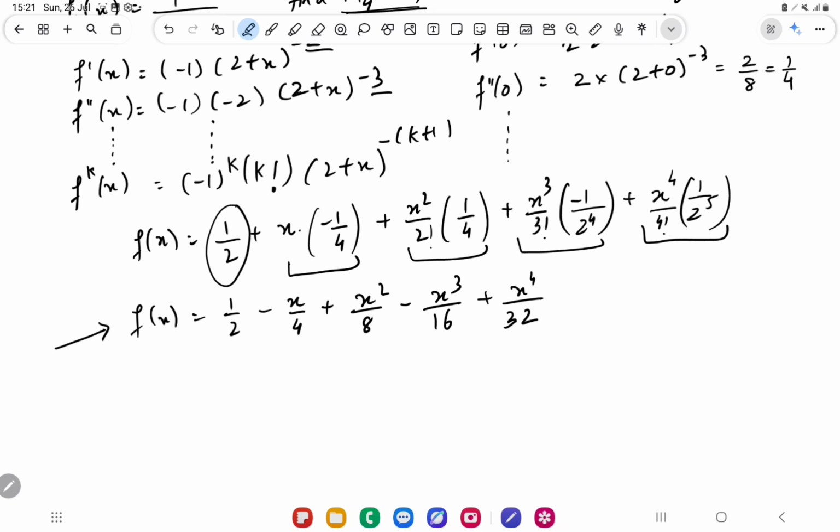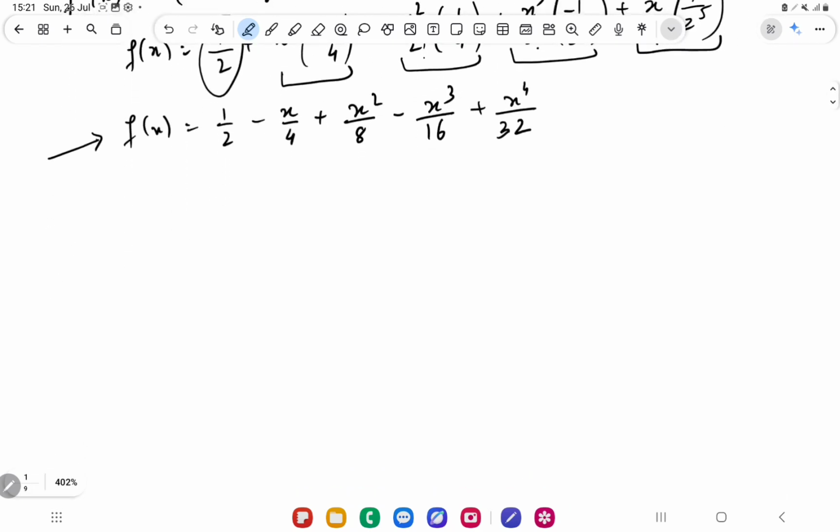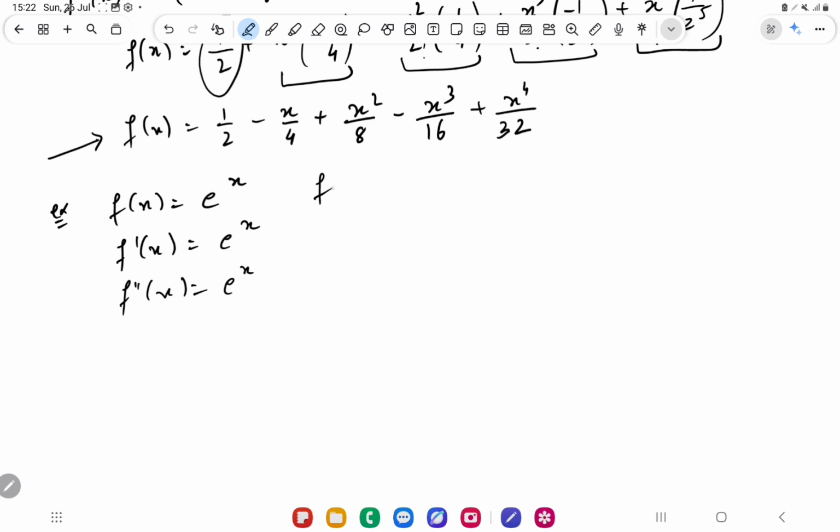Now let's take another example, let's say f(x) equals e to the power x. Now we'll start with f(x) given to us, so we'll start with f dash x. This will be e to the power x only. The double derivative will also be e to the power x, and so on. It keeps on going forever. Now replace x with 0. So we will get 1. Again, all derivatives of this function at 0 are 1.